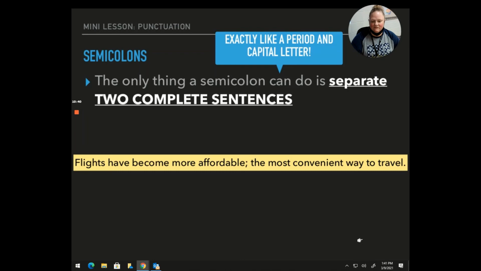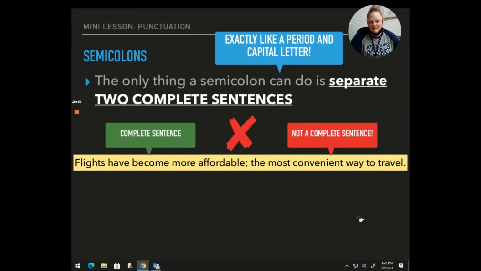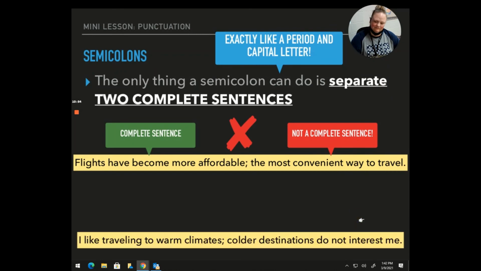Flights have become more affordable; the most convenient way to travel. Does this work? No, because the most convenient way to travel is not a complete sentence. Don't use a semicolon there. I like traveling to warm climates; colder destinations do not interest me. Do we have two complete sentences? Yes, so the semicolon works.